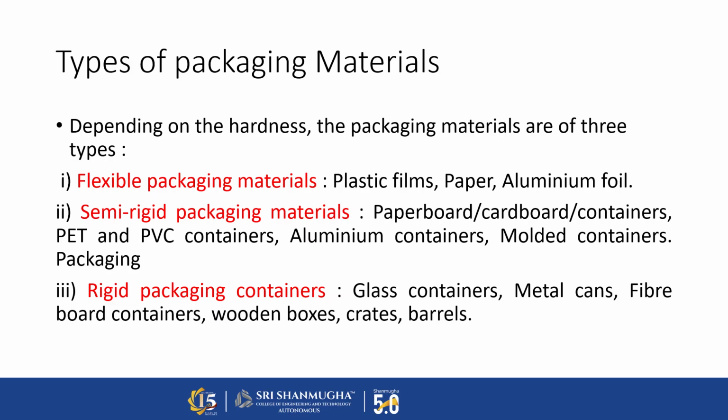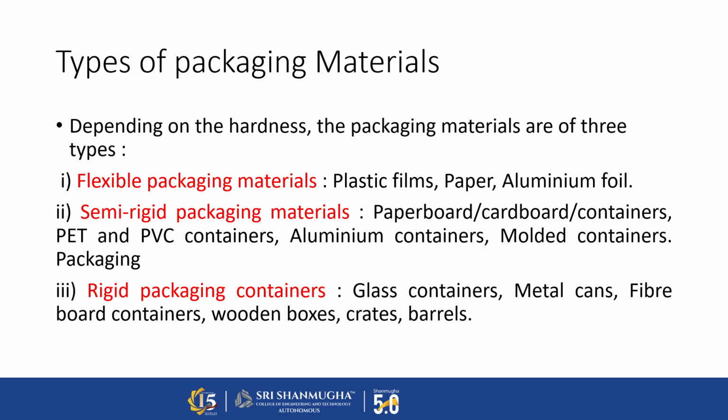Different materials are used for packaging depending upon the product and cost. There are different types of packaging materials depending on the hardness. It is classified into three types. One is flexible packaging material, second is semi-rigid packaging material, and third is rigid packaging containers. Flexible packaging includes plastic film, paper, and aluminum foils.